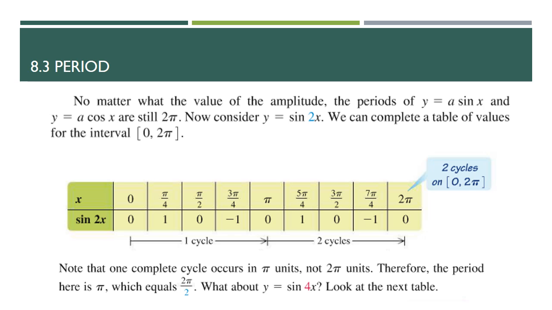But putting together what we just learned about 2x, think about what you would expect to see. How many cycles would you expect within 2 pi? Or better yet, what do you think the period is going to be for the sine of 4x?